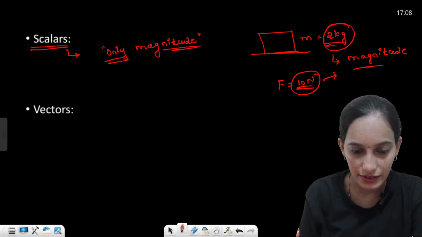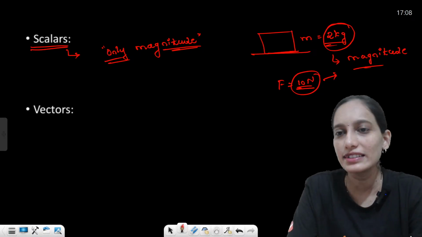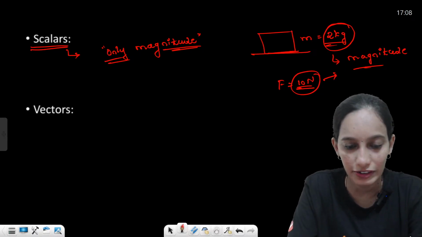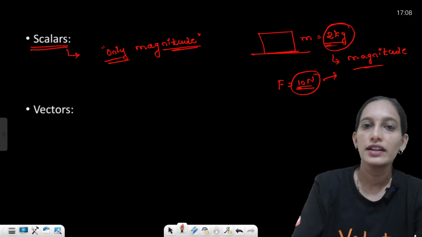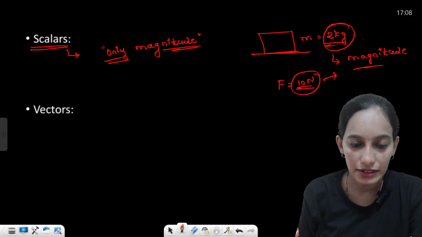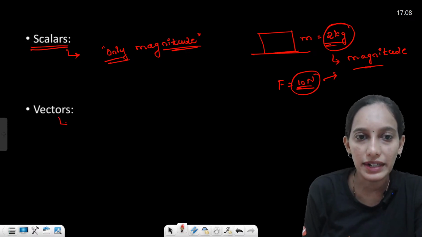Correct. Yes, Chetan. It's something you can call size. Or absolutely, you can say the size of that particular physical quantity. Okay, so I think that is understood now. So the next is vectors.